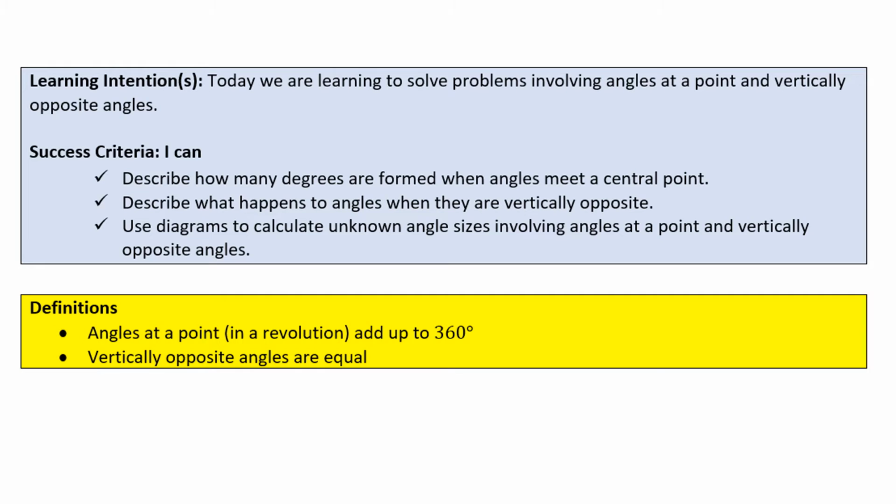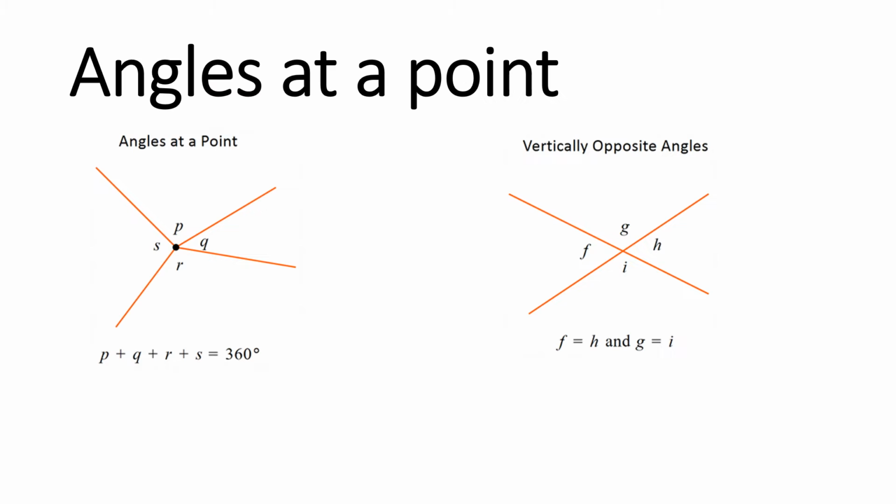So we know that angles at a point in a revolution, all of the angles will add up to 360 degrees. And we know that vertically opposite angles are always equal. So here we have the two different types.